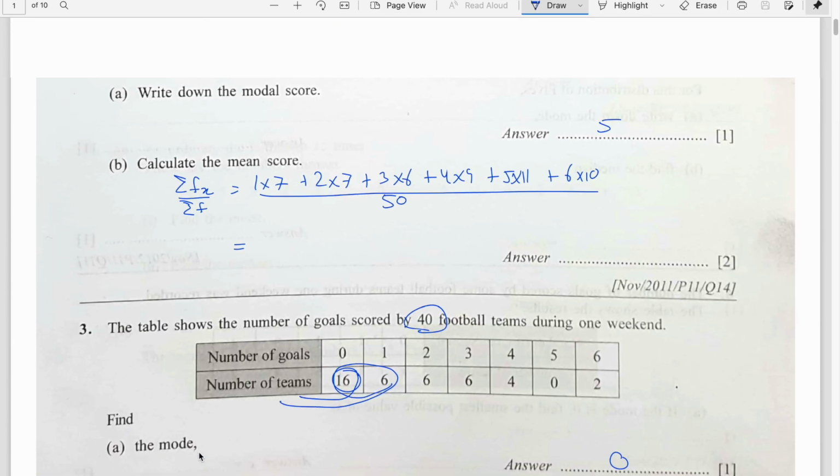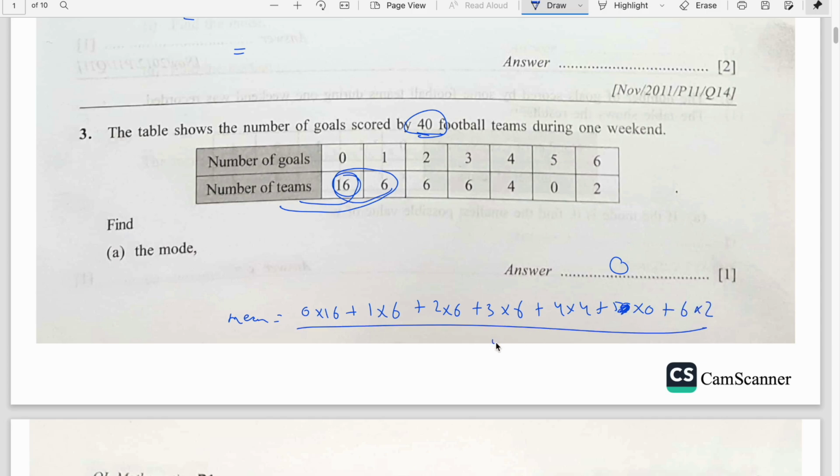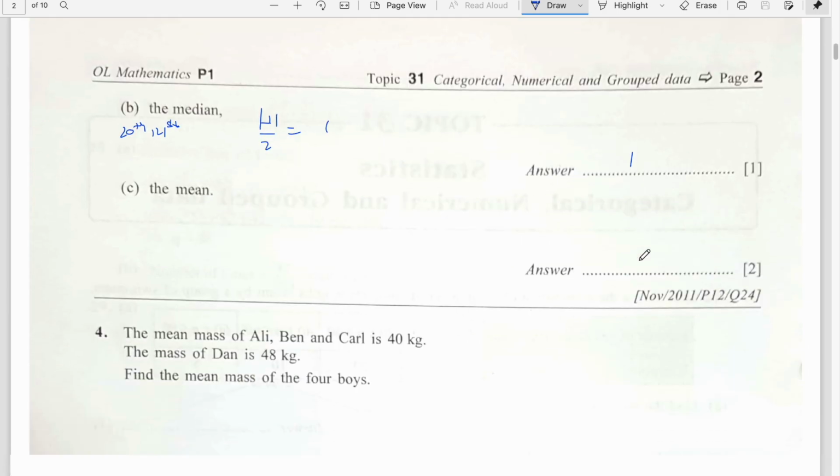Last, mean. So basically the questions are now repeating themselves. Mean is again the sum of f into x divided by total frequency, which is 40. So I'm writing it here so I don't have to scroll up and down. This is 0 times 16 plus 1 into 6 plus 2 into 6 plus 3 into 6 plus 4 into 4 plus 5 into 0 plus 6 into 2 and divided by 40. And what would it be? Either we use a calculator or we simplify without using it.